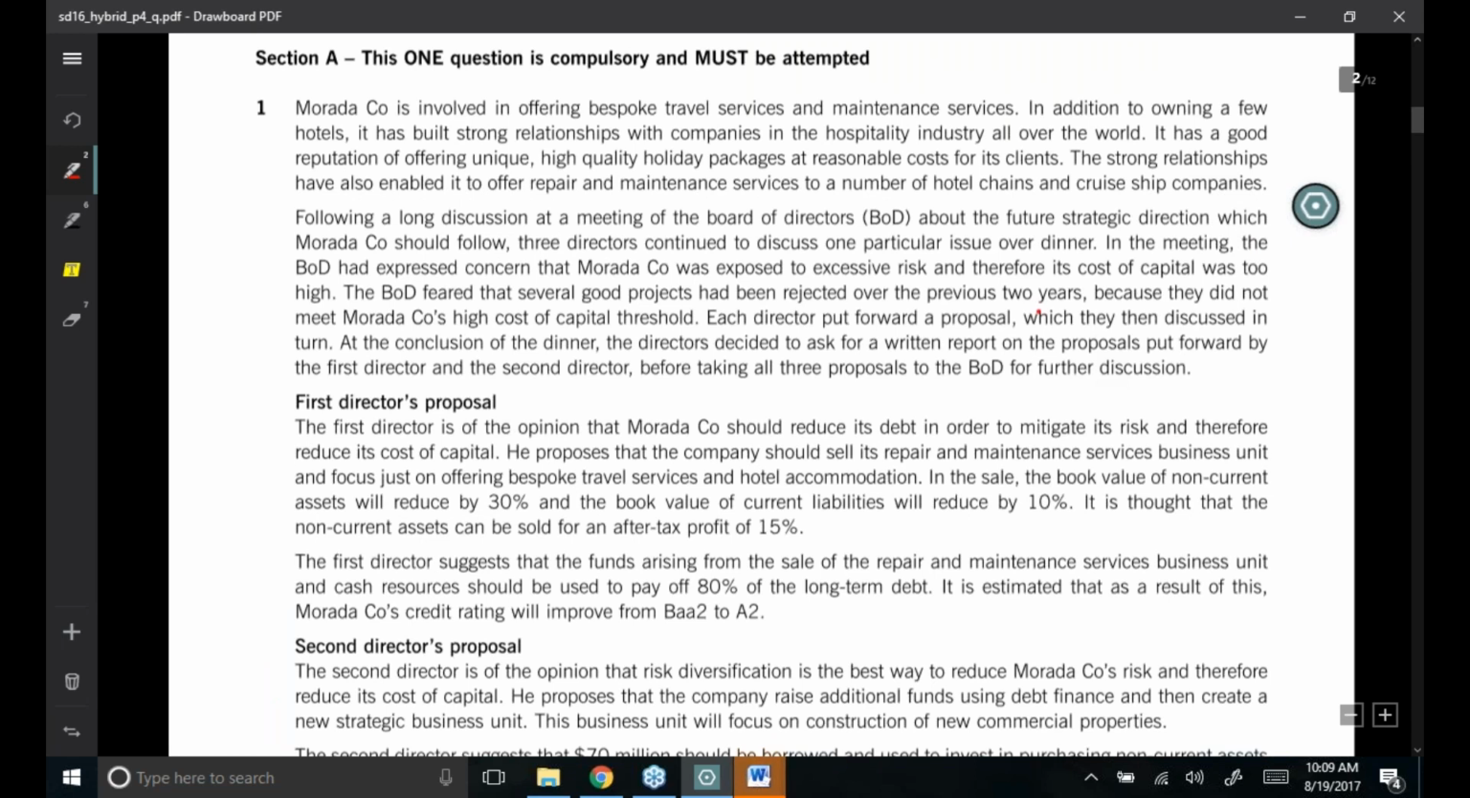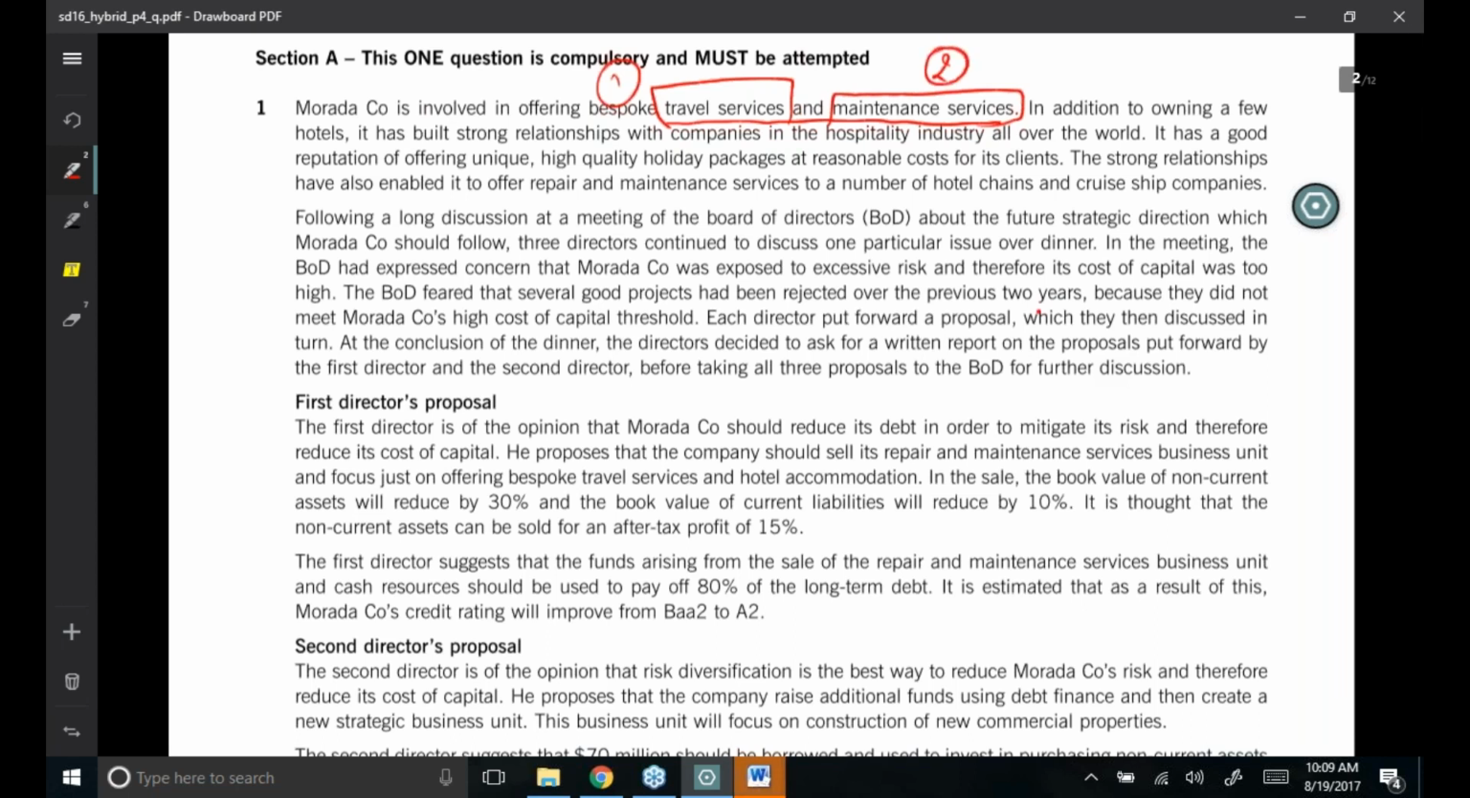This company is involved in travel business as its first business, and maintenance as its second business. So this company is offering 2 services: travel services and maintenance services. Okay, this is the general detail.